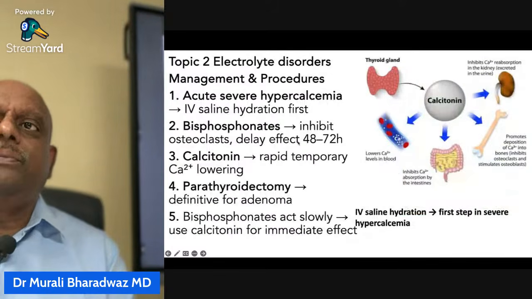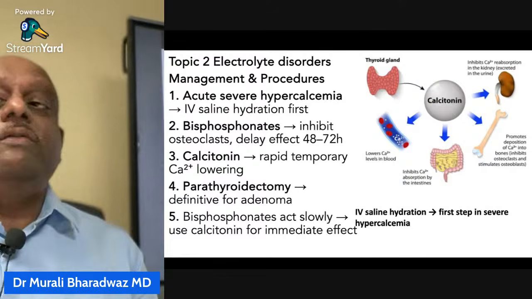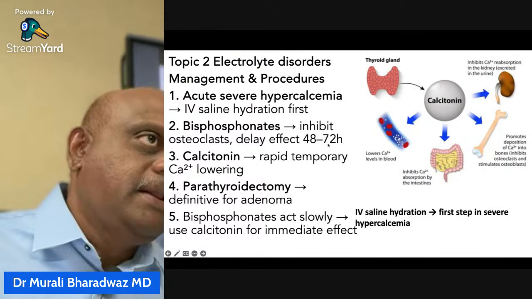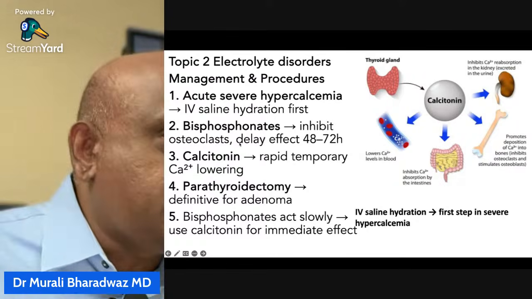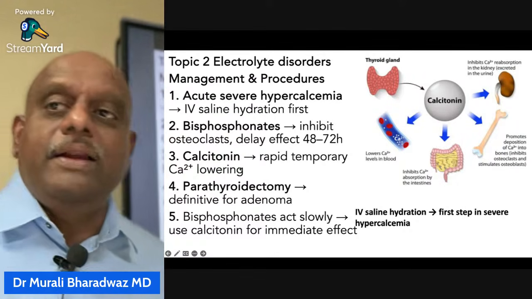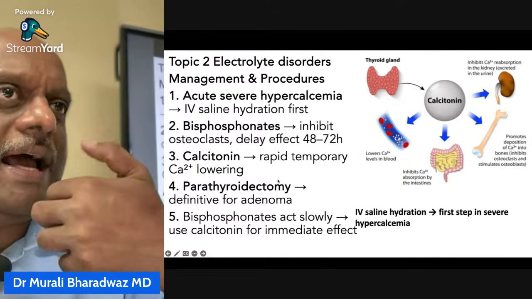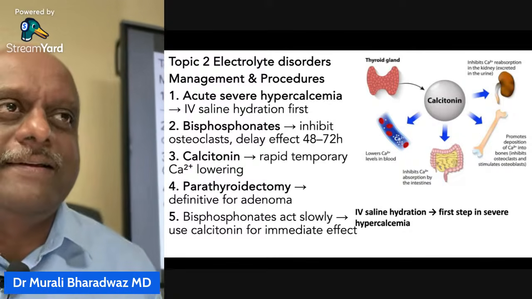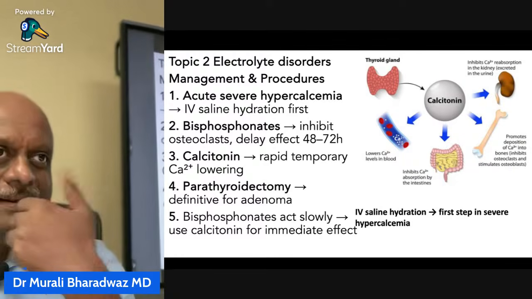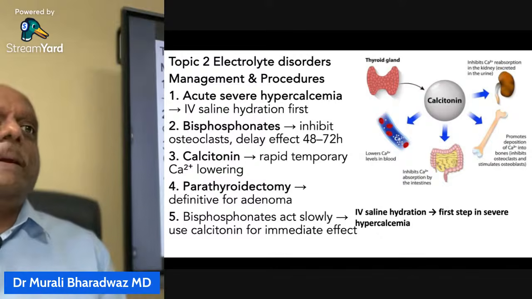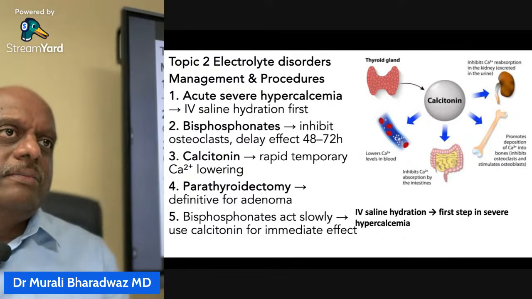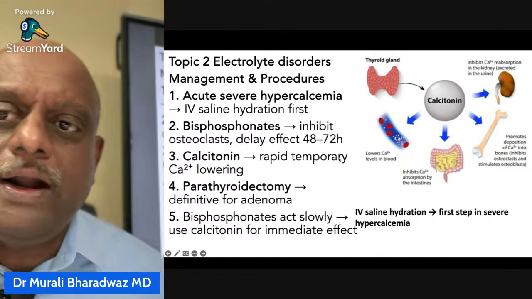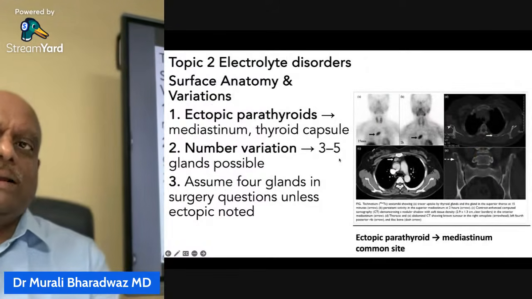Right? Now, acute severe hypercalcemia. How do you treat? We give IV saline hydration first. Then we give bisphosphonate to inhibit the osteoclast, but they have a delayed effect. And then we give calcitonin. There is something called salmon calcitonin. Have you seen that anytime? It's available as a nasal spray. Calci spray is the brand. So inhalation of that will provide a temporary, rapid calcium lowering effect. And definitive treatment of the adenoma is parathyroidectomy, is what we need to remember.